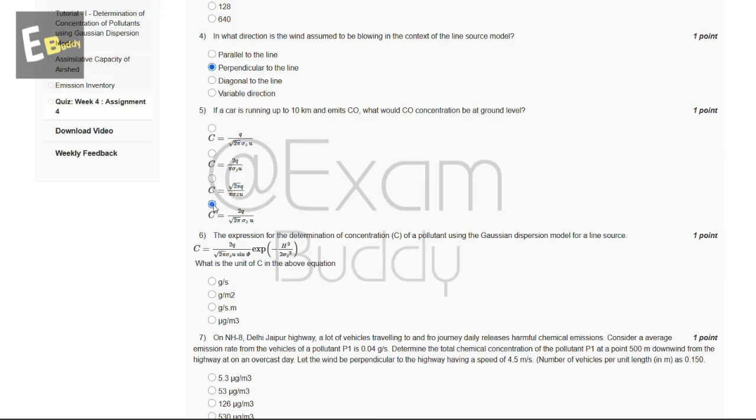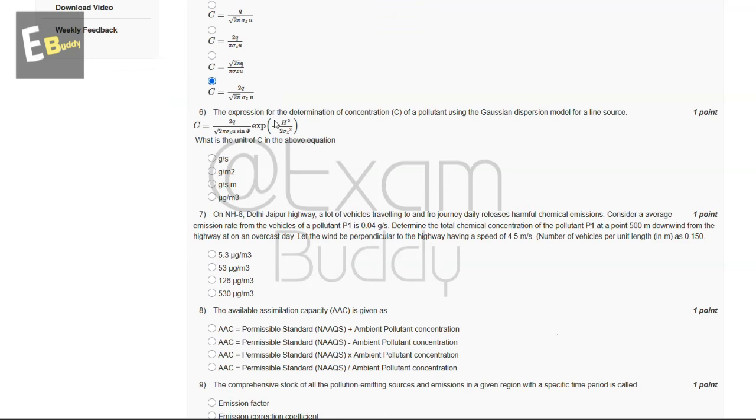And now let's go to our question number 6. The expression for the determination of concentration C of a pollutant using the Gaussian dispersion model for a line source is C = 2q / (√(2π) σ_z u sin φ) x exp(−H² / 2σ_z²). What is the unit of C in the above equation? So these are the options, and the answer for our sixth question is D, µg/m³. And now let's go to our question number 7.